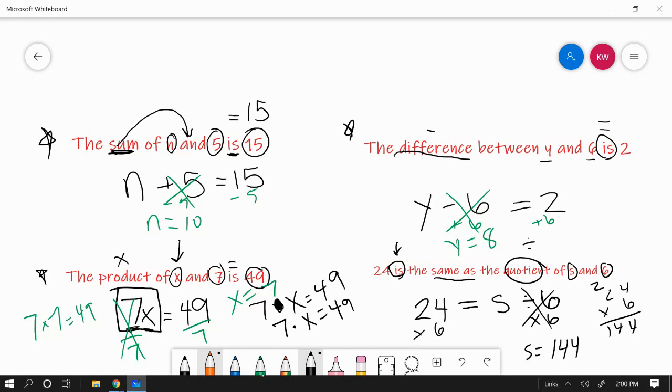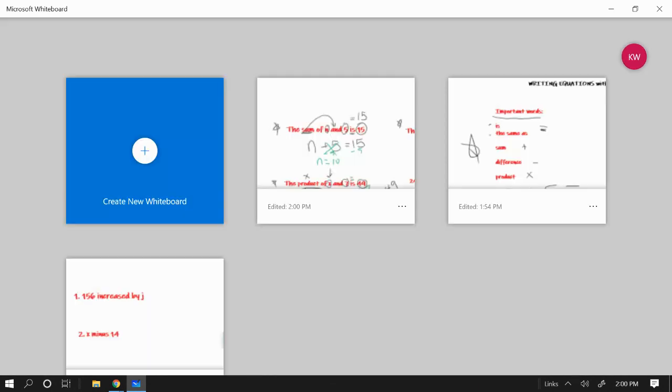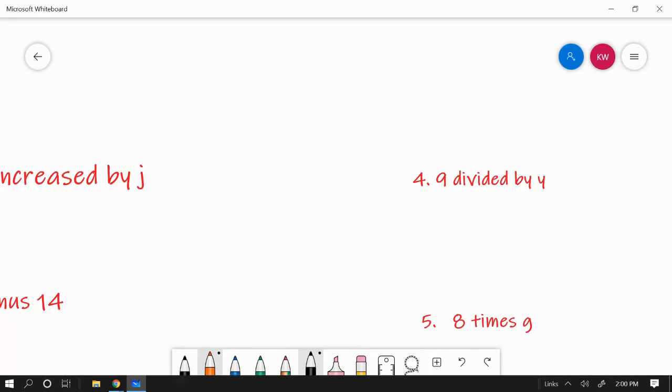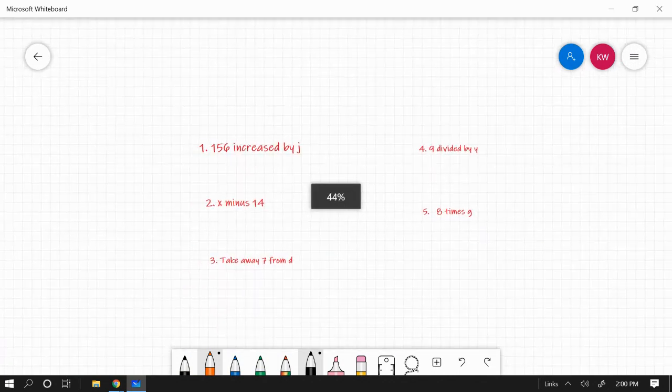And I know that this would work because if I actually did 144 divided by 6, which is what that would be, putting 144 in here, I would end up with 24, which is the answer. All right, let's go and do a few more examples before you go and do this on your own.